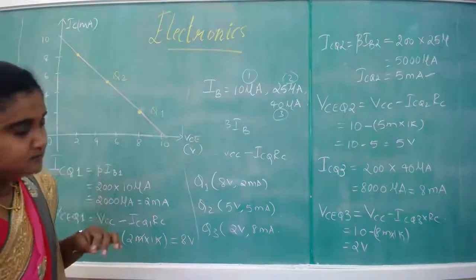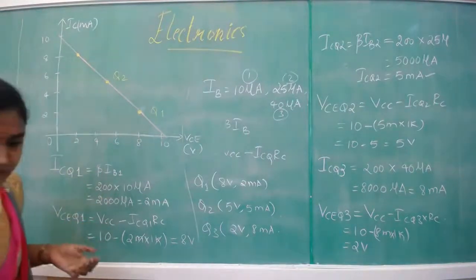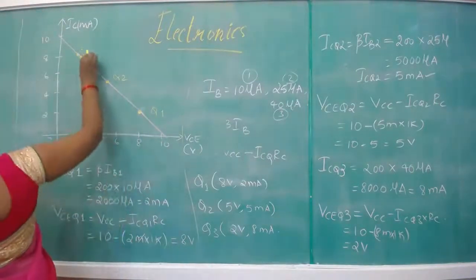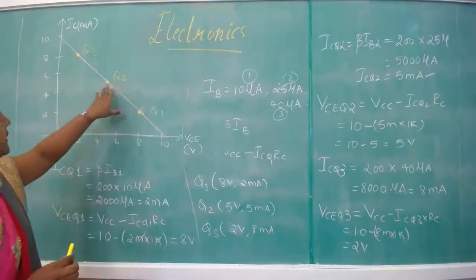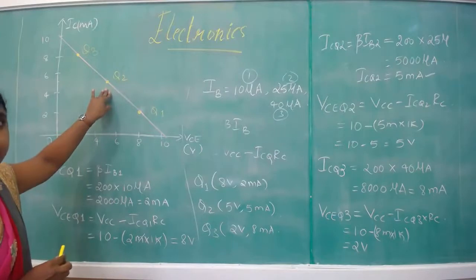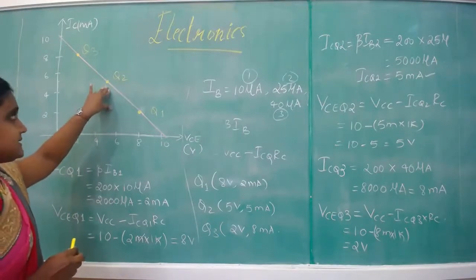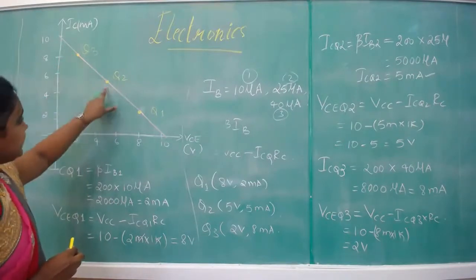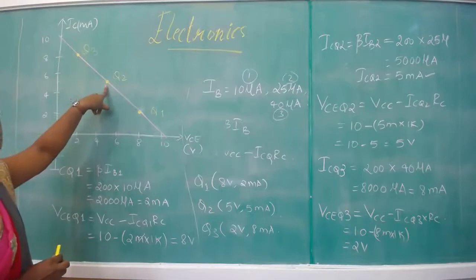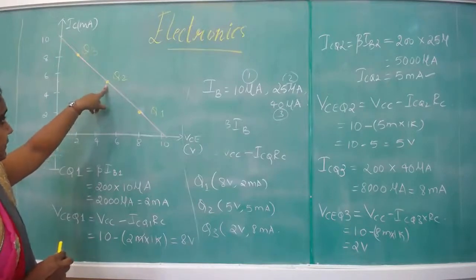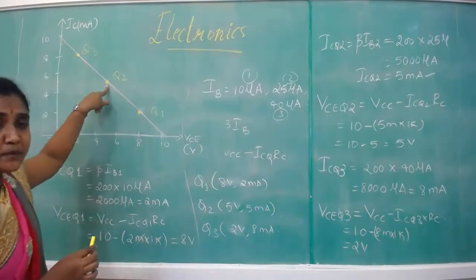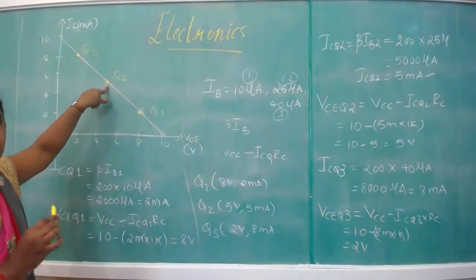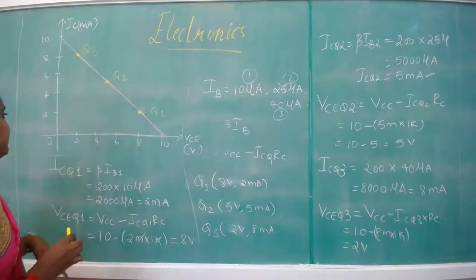So these are the 3 Q points. This is Q3. And we can observe that Q2 is exactly at the middle of the load line. Now this is the load line, and Q2 we will find to be at the center of the load line. So if we are going to select the Q point for amplification purpose, then this will be the ideal Q point for the amplification purpose.